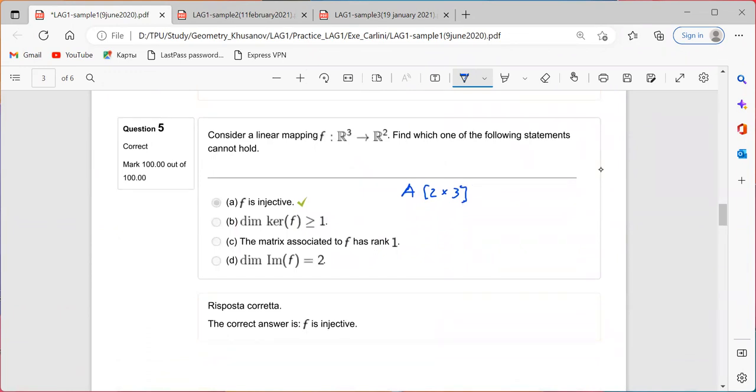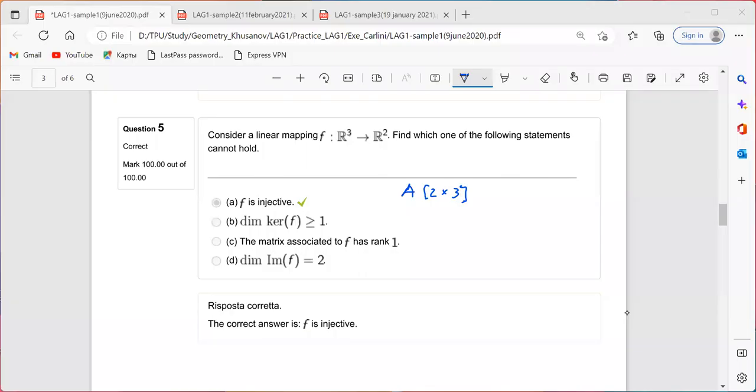Let's consider question 5. So we have to consider a linear map F from R3 to R2. We have to be careful in this situation. We have to find which of these following statements cannot hold. Not correct.